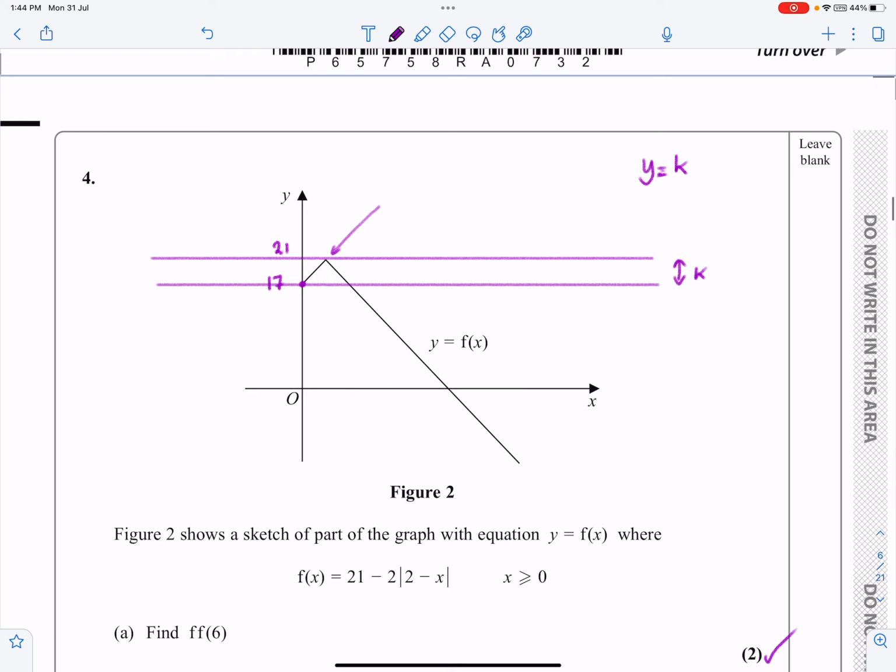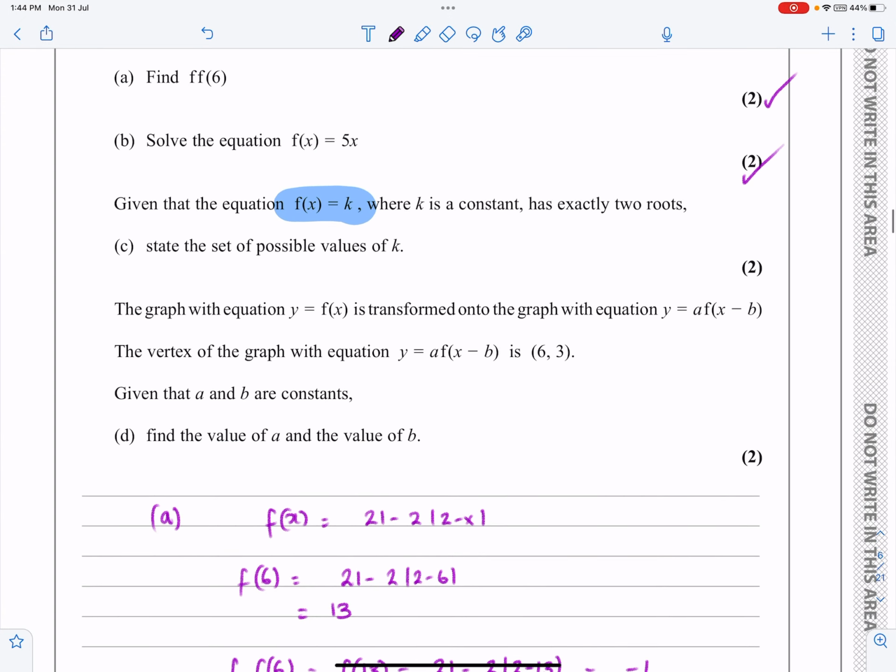Let's just go back to the graph. When I'm talking about at 17, there's two values, 18, there's two values, 19, there's two values, but when I get up to the 21 there, then that's the topmost point, there's only one value there. Right, told you this was difficult for all the marks. We've now got to do the last part, which doesn't really get any easier. It says the graph with y equals f(x) is transformed onto the graph with that equation, and then it talks about the vertex of that new equation being (6, 3), and asks us to work out what a and b are going to be. So, not easy. Just stop and read that through again before I get going.